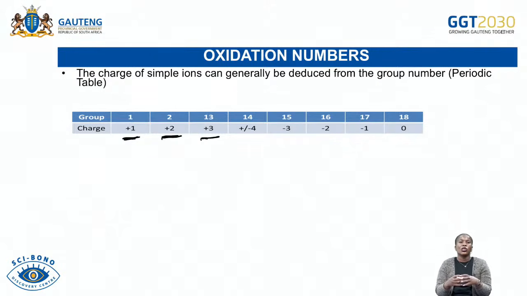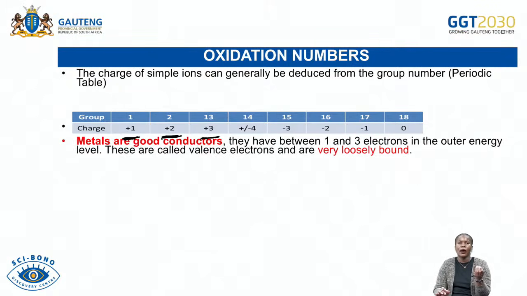All right, so this is just the charge of simple ions, based on how these elements are placed in the periodic table. So what should we remind ourselves of regarding the metals, the semi-metals, as well as the non-metals? What we need to know is that metals are good conductors of heat and electricity. They have between 1 and 3 electrons on the outer level. We call these our valence electrons. They are loosely bound, meaning that we can easily lose them.